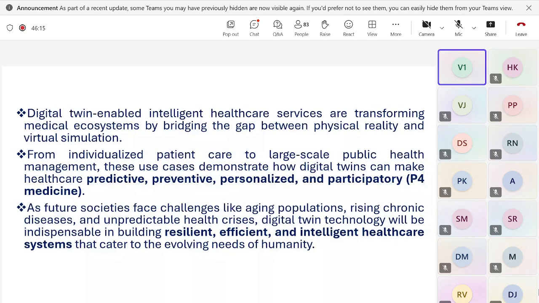So that's what we call making healthcare predictive, preventive, personalized, and participatory, which we call P4 medicine. It results in a resilient, efficient, and intelligent healthcare system with less latency, which is going to have a greater impact on the healthcare system. So let's get onto how it is going to be looked at.